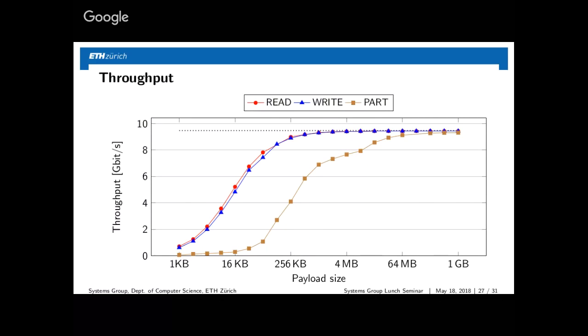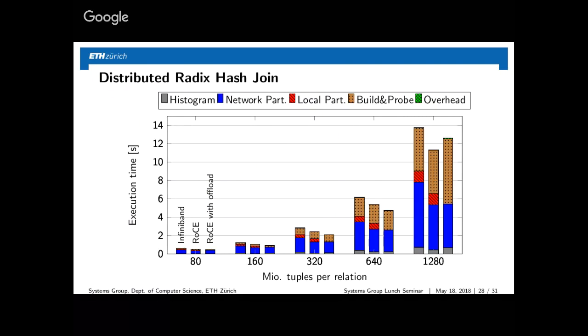Then if we look at the throughput, which is what actually matters to us, we can see again that this latency has some impact. It takes more payload to get to this high bandwidth, close to the theoretical peak. We really need around 64 or 128 megabytes to get there, while the curve was much steeper with just read and write. And then finally, we run this whole distributed radix join.